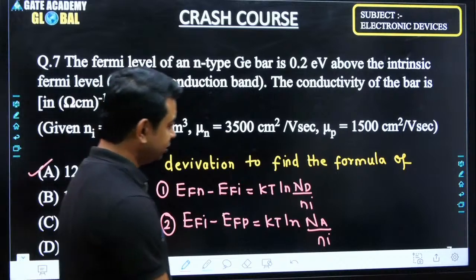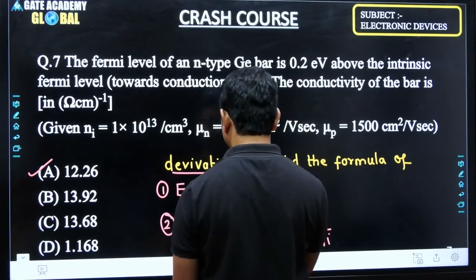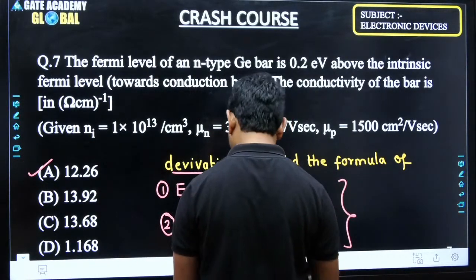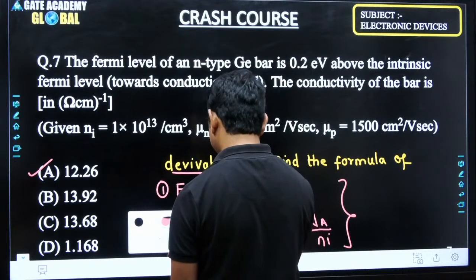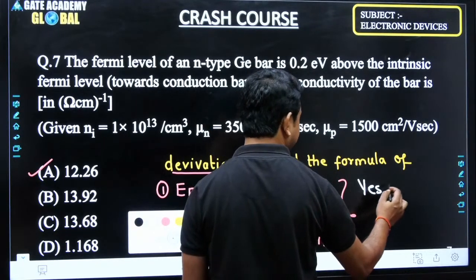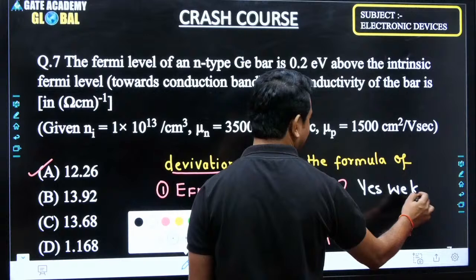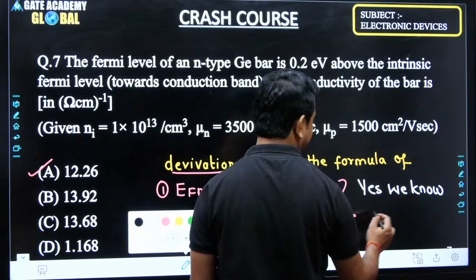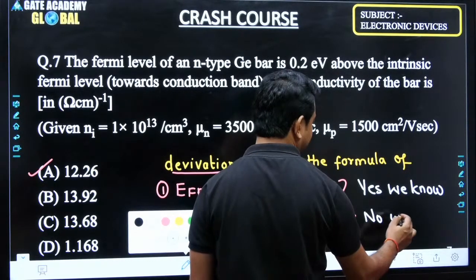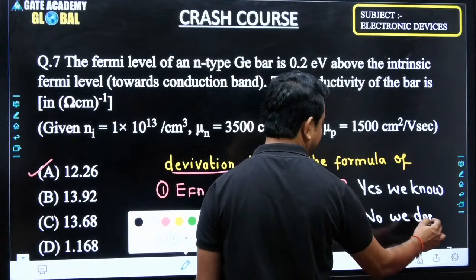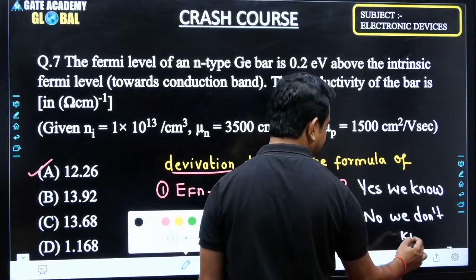So tell me, do you know this derivation part of this one? So your answer should be yes, yes, we know, or no, we don't know.